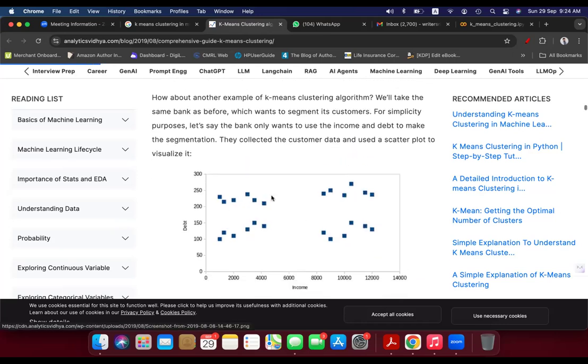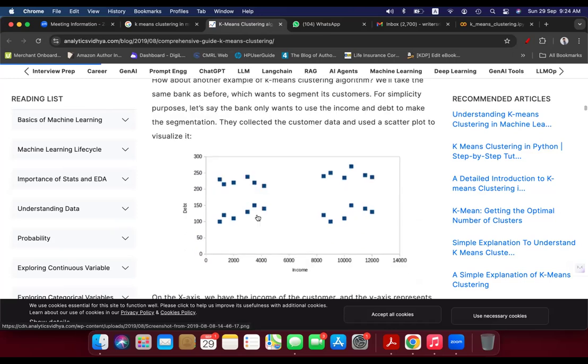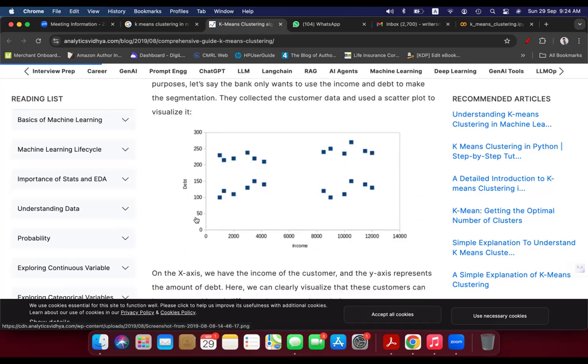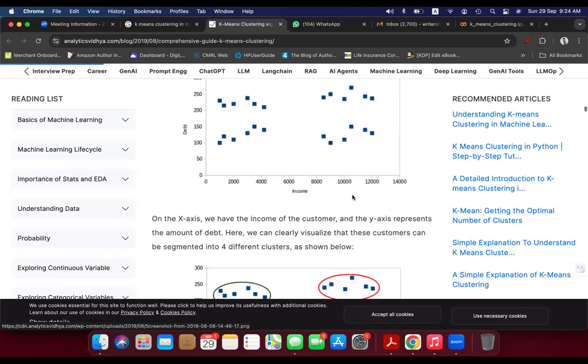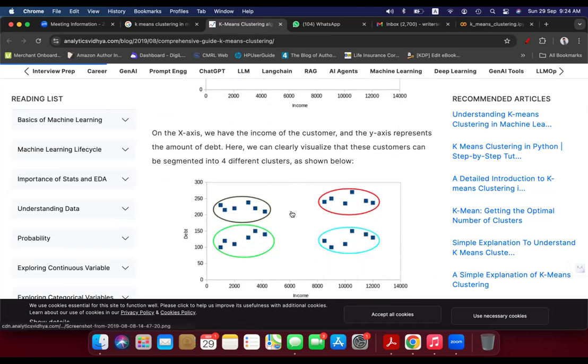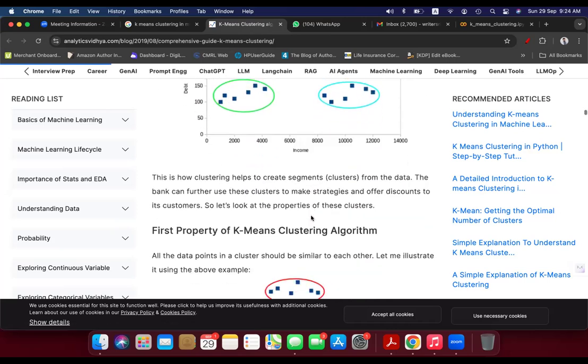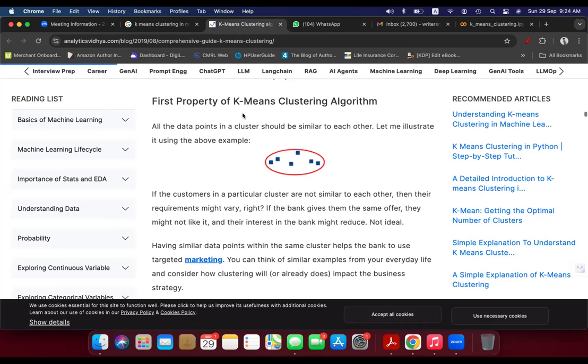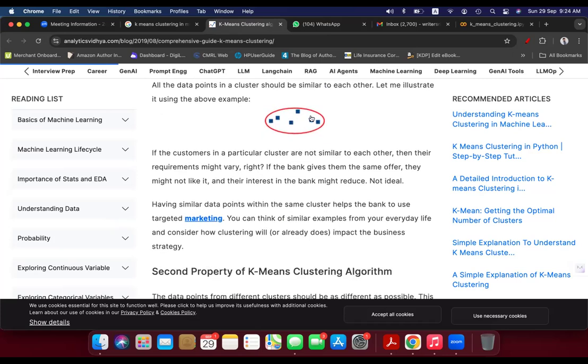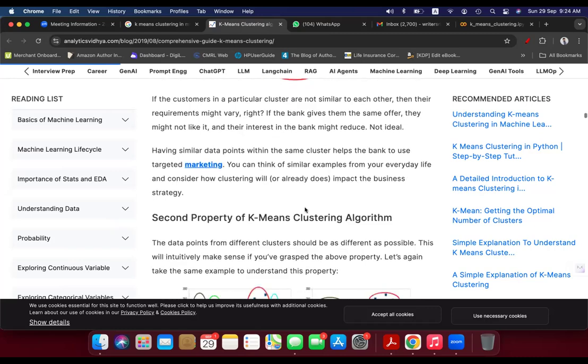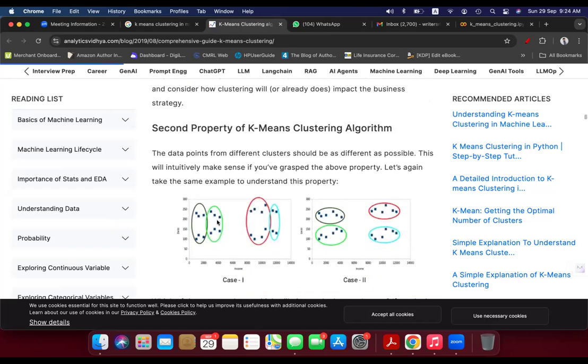So this is initially, just to see the income and the debt. Based on income and how the debt pattern would be, initially it will form the clusters like this, and then it will try to portray it like this. And based on this, the first property of the k-means clustering algorithm, they are checking all the directions.